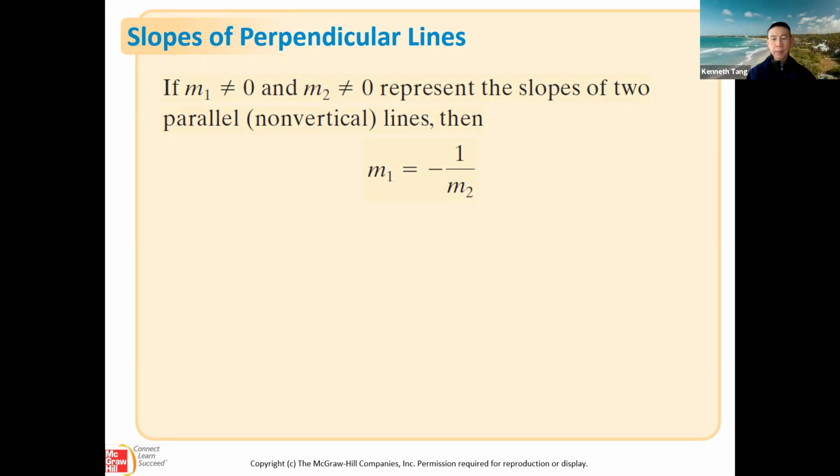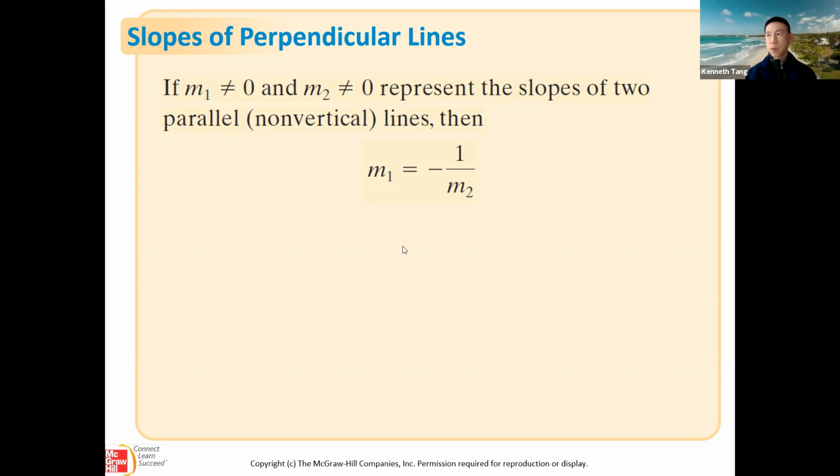So let me try to make that clear one more time. When it's parallel, you're going to get m1 equal to m2. When it's perpendicular, your slope is going to be the opposite and reciprocal of the first slope. So when you see that formula, you know that both equations are going to be perpendicular to each other.